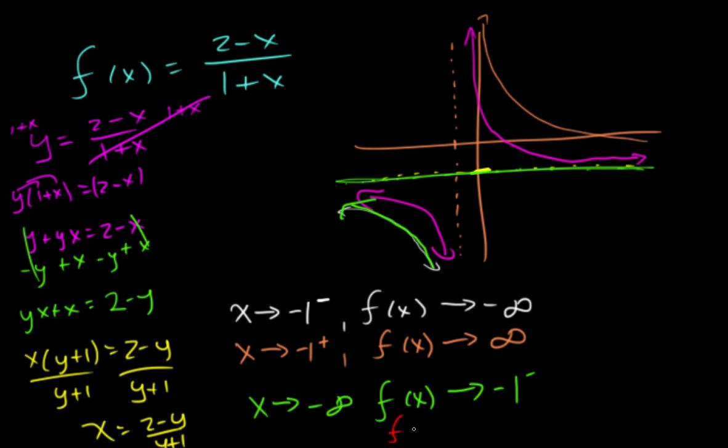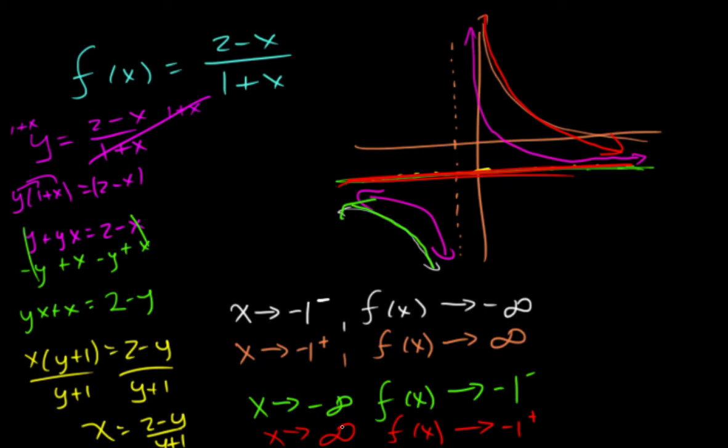And the last one, as f of x approaches negative 1 from the positive side, so if we're approaching this line from above it, we go down here, and so the x values are increasing, so that's going to be positive infinity. Okay.